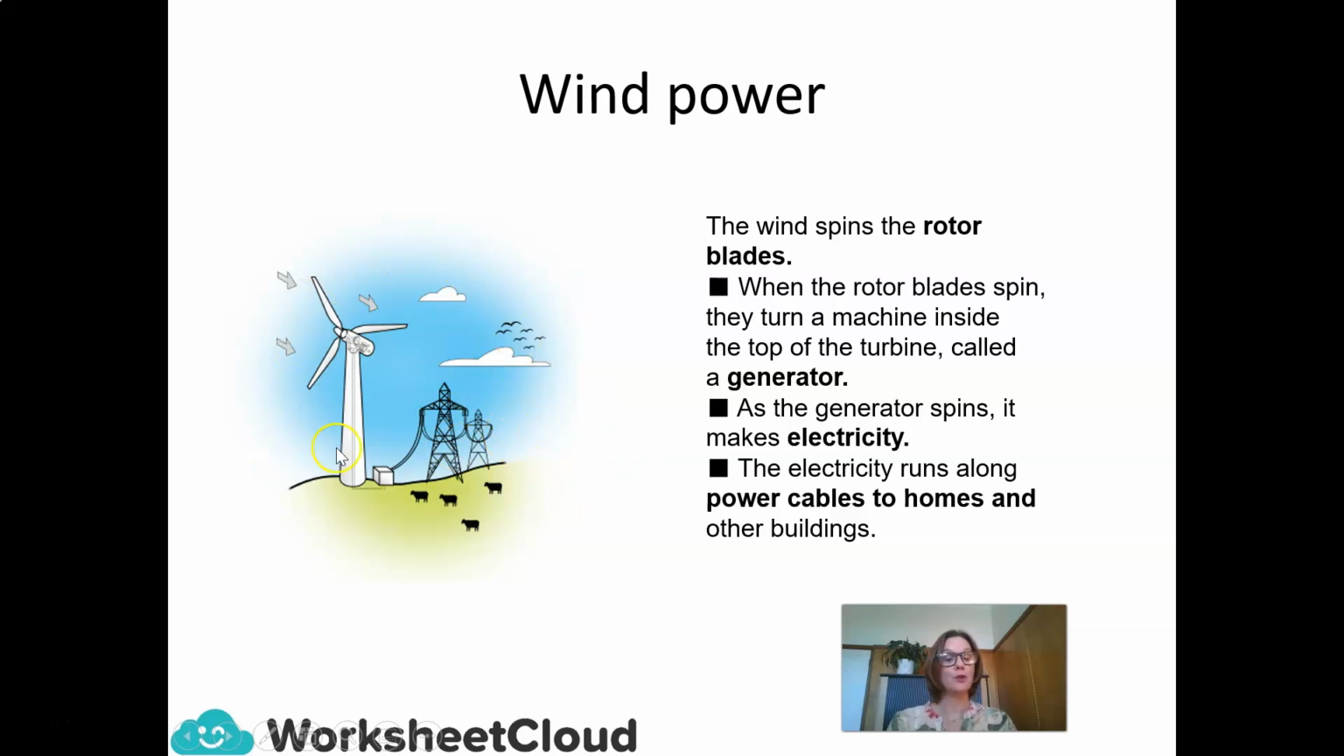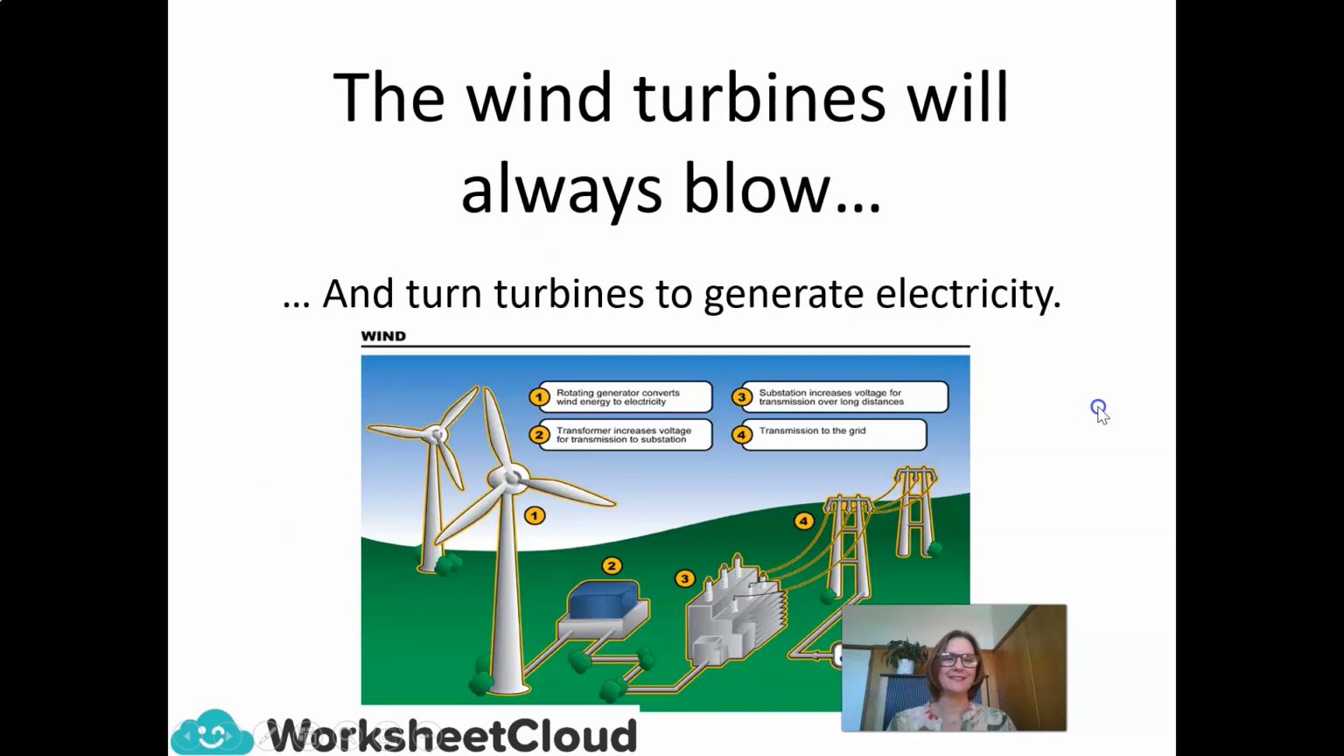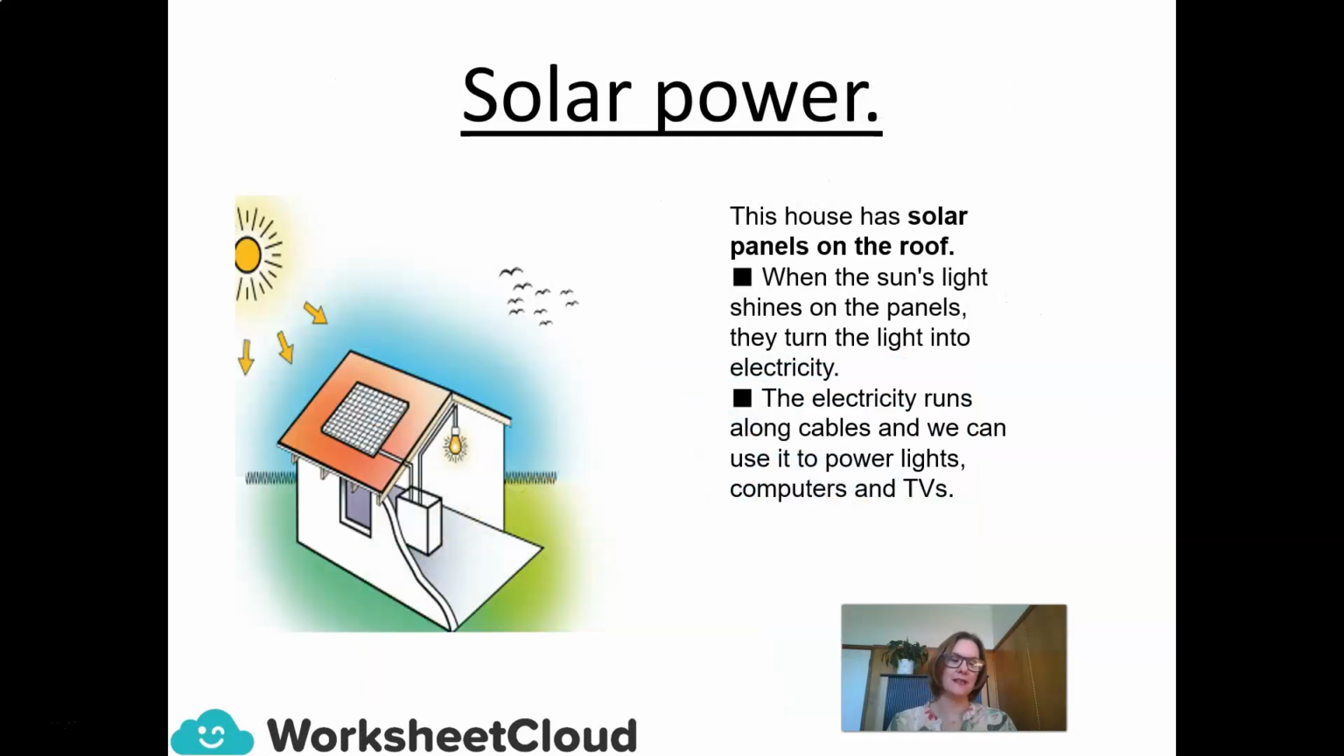And again, you can often see wind power out near the coast because that's where the wind blows. For those of you that live in Cape Town, there are wind power farms in Cape Town. As you know, the wind turbines will always turn because the wind will always blow. And that's a good way to generate electricity. It's renewable. Another renewable source is solar power.